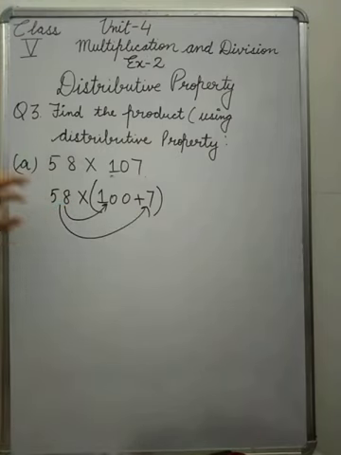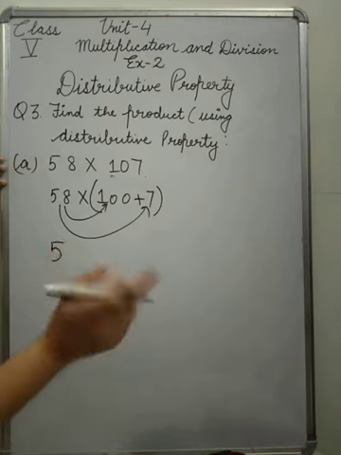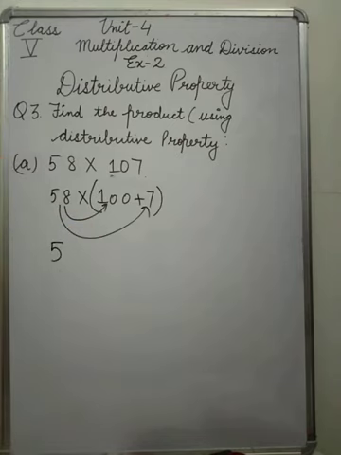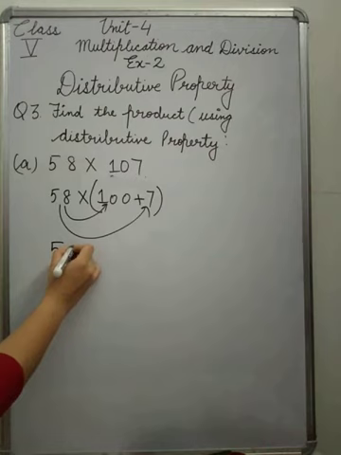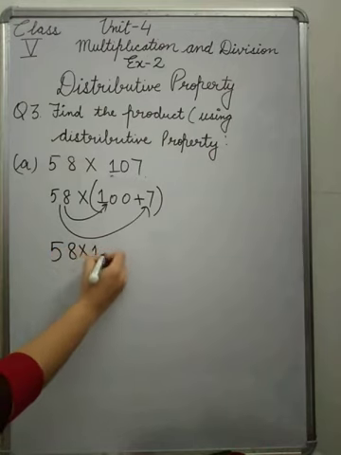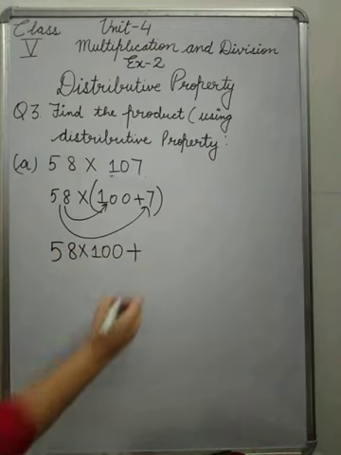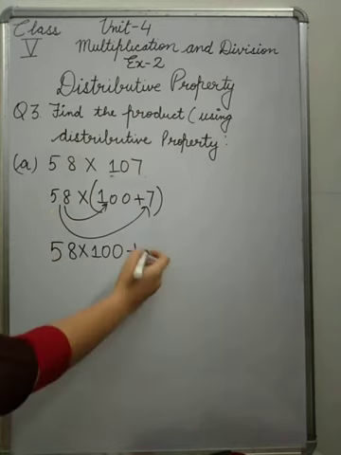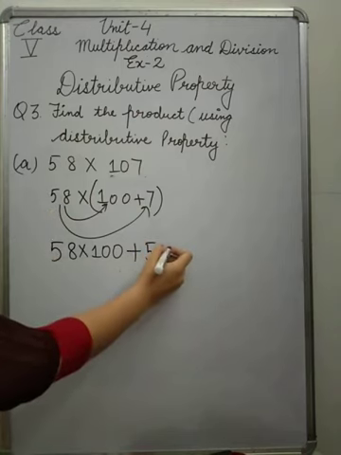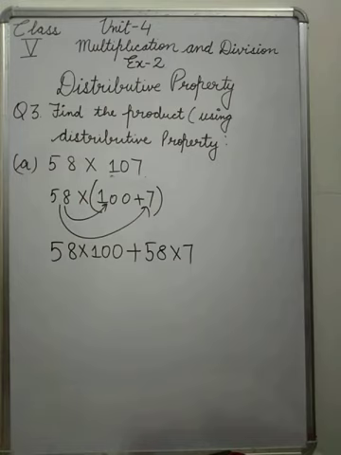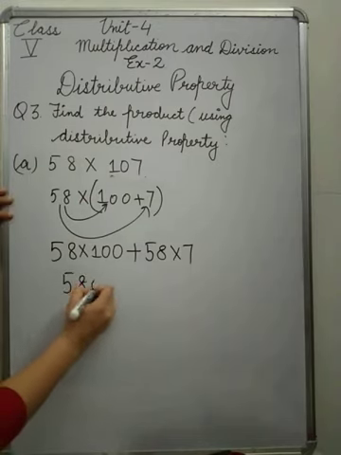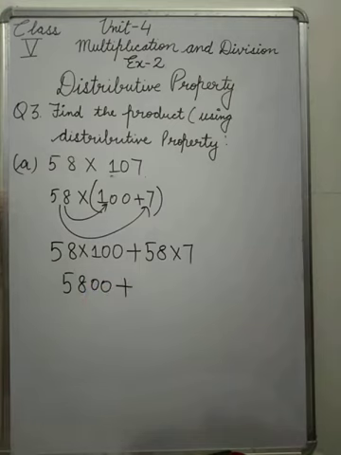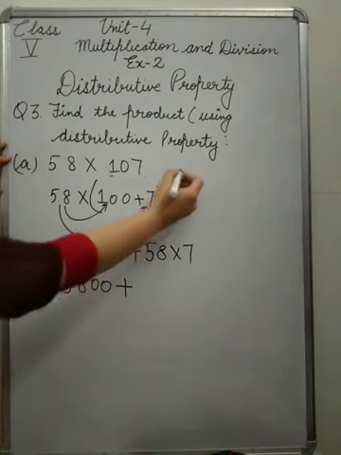So 58 into 100, write it here. You don't have to mark arrows. Just do that in your mind. 58 into 100 plus 58 into 7. Now 58 into 100, what is that? 5800 plus 58 into 7. Do that in the rough.